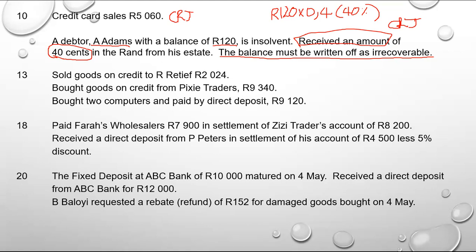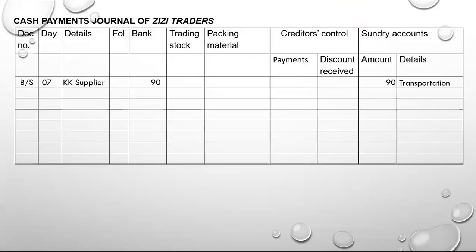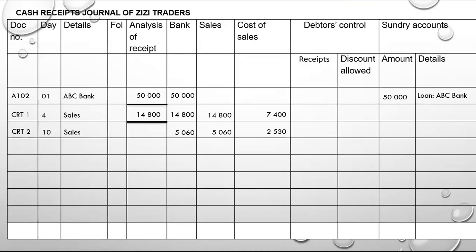Now, what we do here, I don't care about that. All I care about is the money that I receive, which is that 48 rand. Where will I record that 48 rand? It goes to my CRJ, the cash receipts journal. We're going to have A102. We will have the day. It happened on the same day, which is the 10th. So basically that's 48. They didn't specify how we received it, so I'll issue a receipt. It will go under analysis. It will also go under bank.